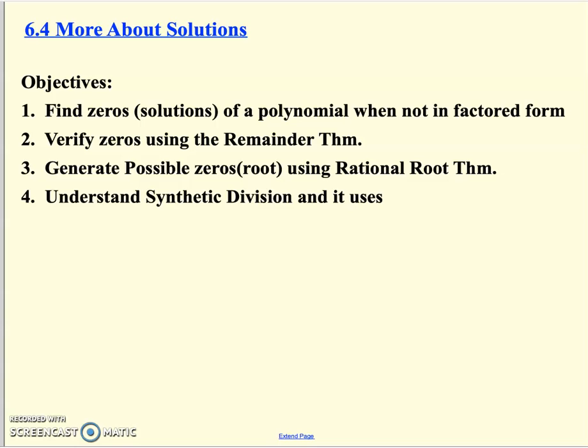These are your 6-4 video notes. Today we're just going to talk more about solutions and zeros and how to find zeros. So far, we've dealt with zeros mainly by factoring to find them, or we gave you zeros and asked you maybe to create factors.